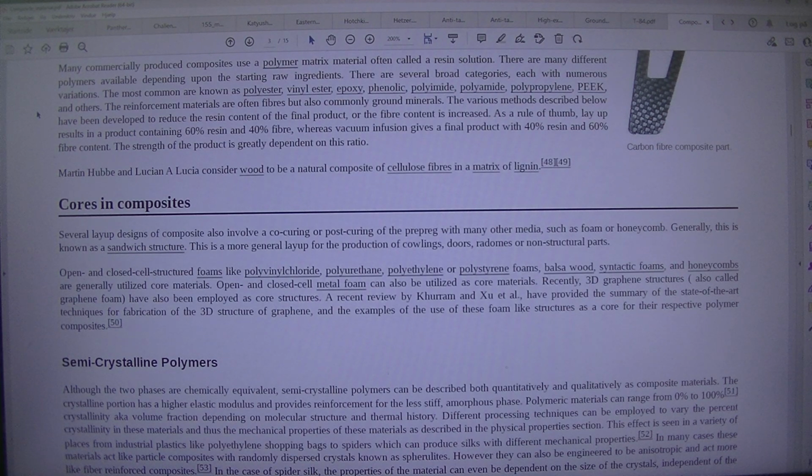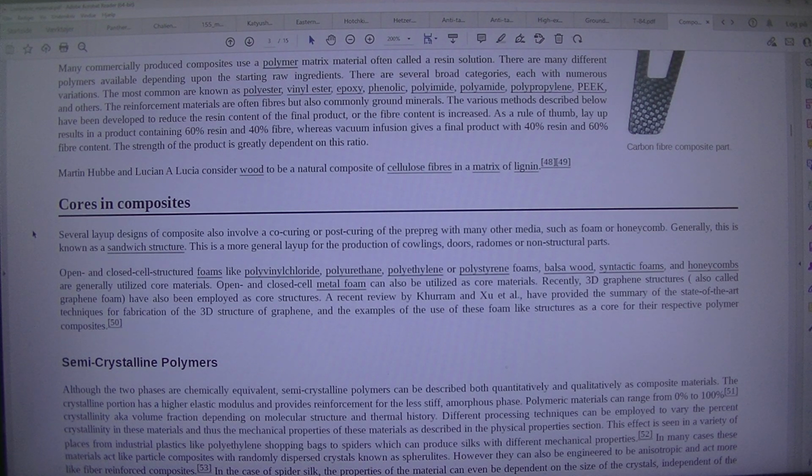The various methods described below have been developed to reduce the resin content of the final product, or the fiber content is increased. As a rule of thumb, layup results in a product containing 60% resin and 40% fiber, whereas vacuum infusion gives a final product with 40% resin and 60% fiber content. The strength of the product is greatly dependent on this ratio. Martin Hubbe and Lucia consider wood to be a natural composite of cellulose fibers in a matrix of lignin.